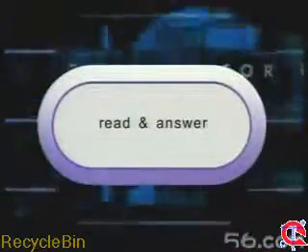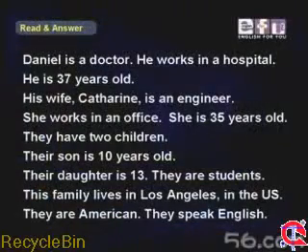Now, read this story and answer the questions about it. Read and answer. Daniel is a doctor. He works in a hospital. He is 37 years old. His wife, Catherine, is an engineer. She works in an office. She is 35 years old.